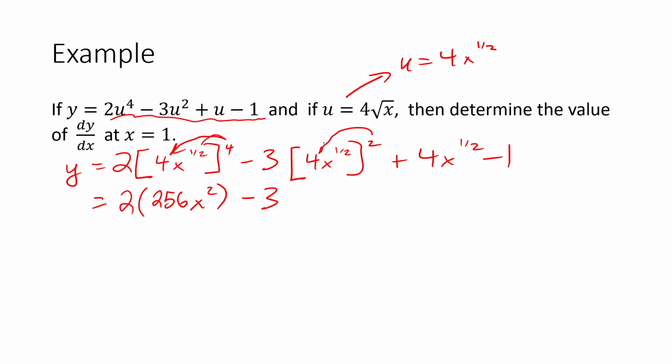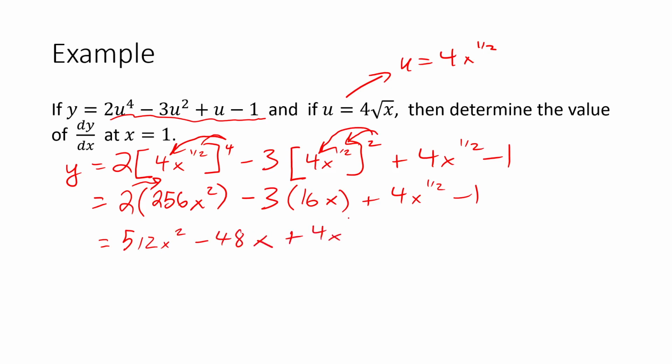Now we would have 4 squared, which is 16. And then x to the 1/2 quantity squared would just be x. And again, plus 4x to the 1/2 minus 1. Now, what we would get then, multiplying this 2 into this bracket, we would have 512x squared minus 48x plus 4x to the 1/2 minus 1. Now that's an expression for y.